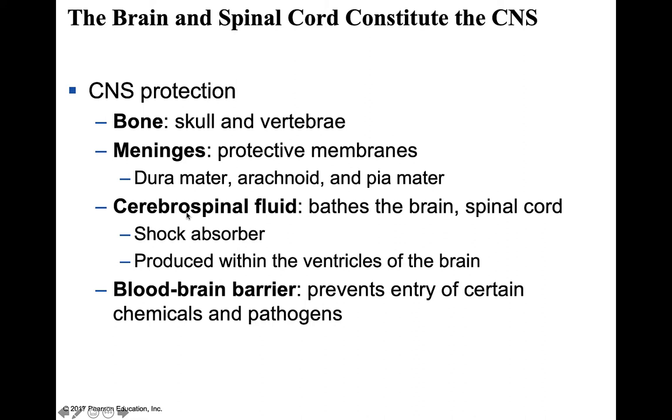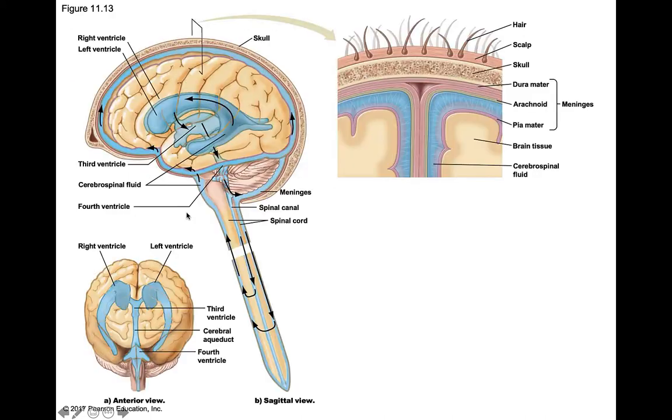Another good example of a protective feature is what's called the blood-brain barrier. This actually prevents entry of certain chemicals and pathogens. Now, one thing to keep in mind, if you have something that is lipid soluble, it's going to cross the blood-brain barrier because, once again, that's not going to stop it. So things that are lipid soluble, such as alcohol, perfect example, and we know that alcohol has significant impact on the central nervous system and acts as a depressant.